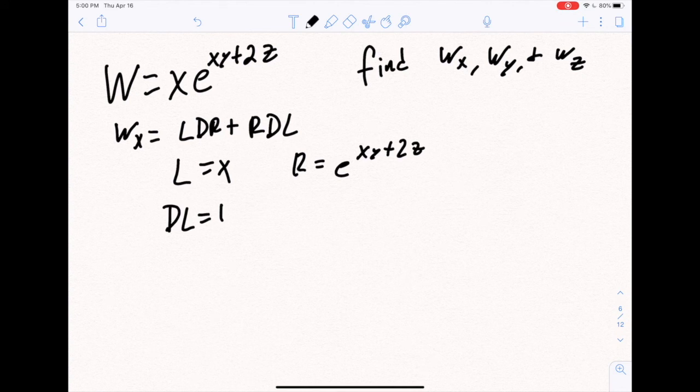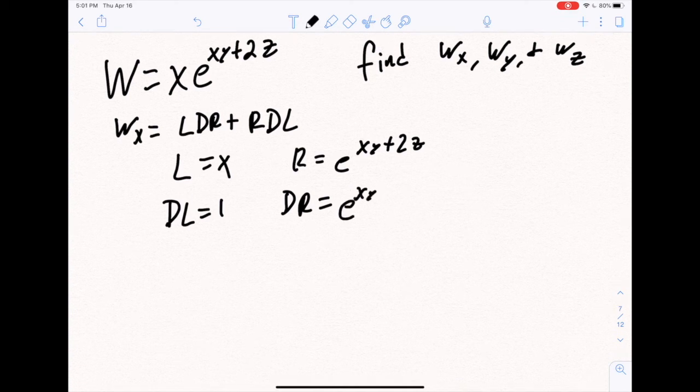And if R is this complicated thing, then DR with respect to x is the derivative of the inside times the derivative of the outside, which is e to the xy plus 2z times the derivative of x times y plus 2z. Well, the 2z is just a constant, so we don't worry about that. All we have to worry about is the derivative of x times y, and because y is being treated like a constant, we just get a y.